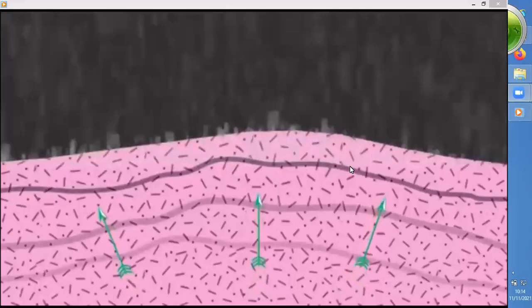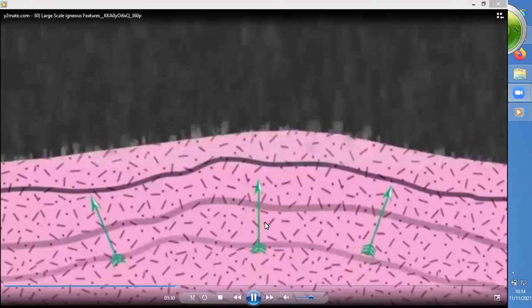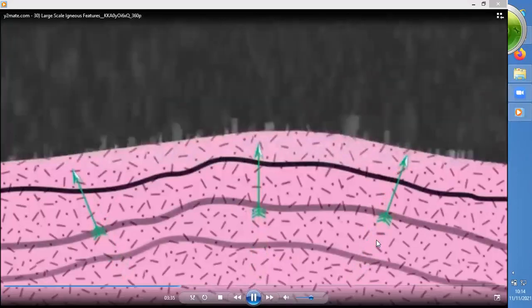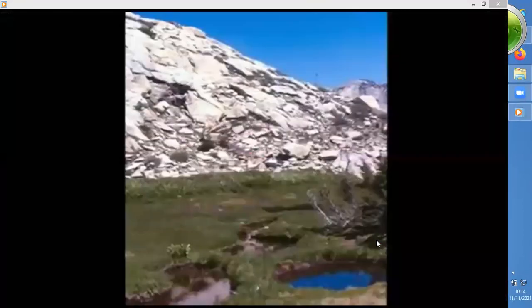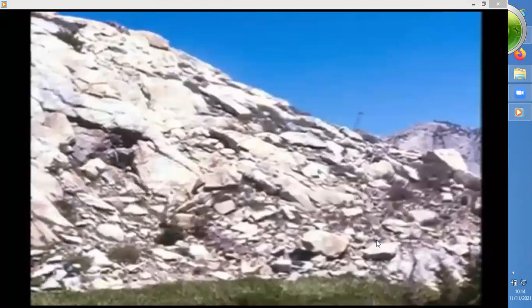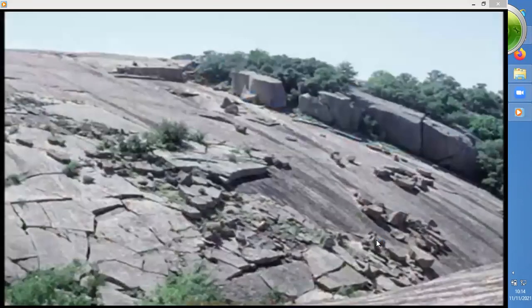Now that the overburden has eroded away, the pluton, in a sense, remembers that former pressure and is pushing up against nothing, and it can pop the rock, causing what we call exfoliation domes, such as these that we see in Yosemite. The cracks may look like a kind of onion layering, but it's really pressure release fractures.